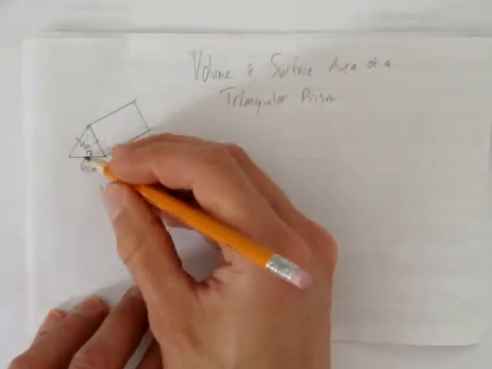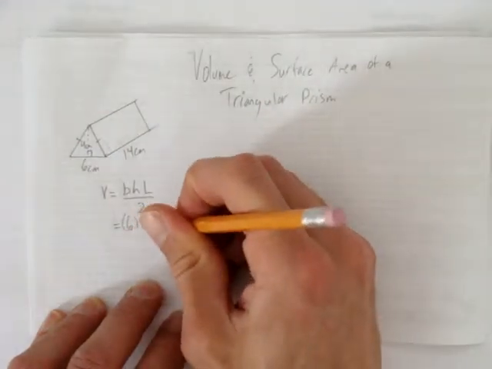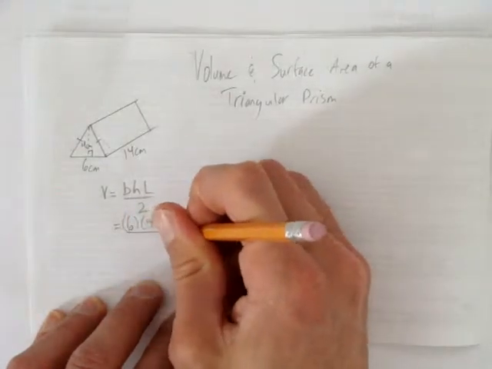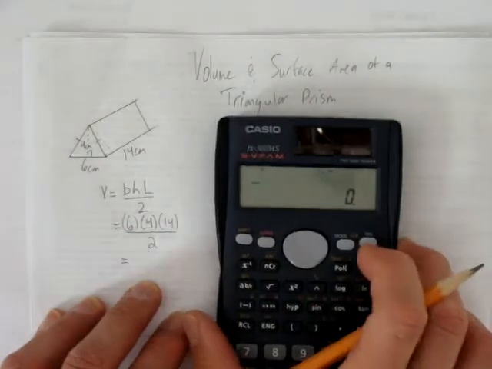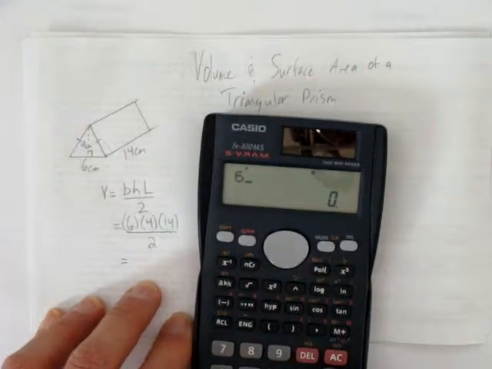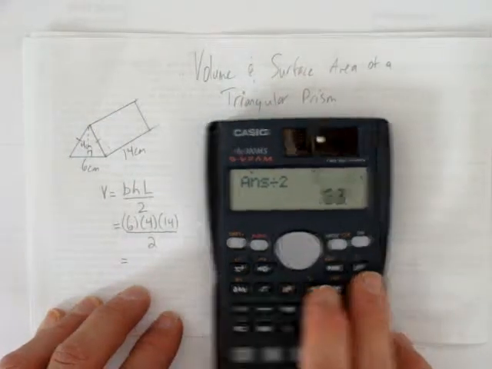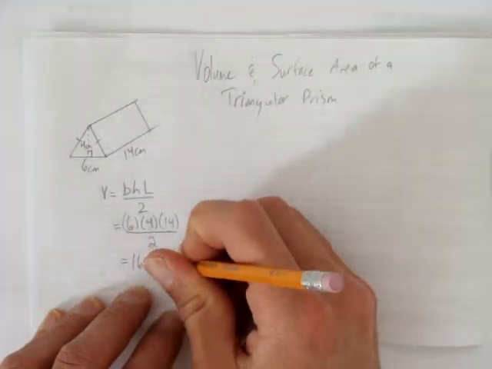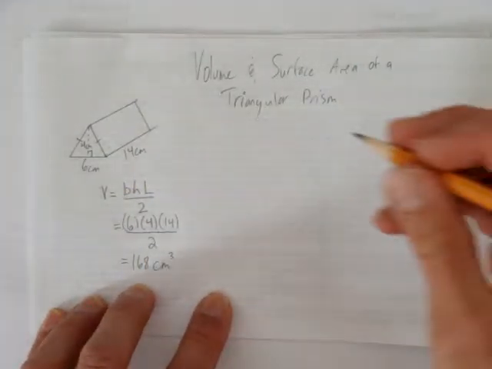The base is 6 centimeters. The height is 4 centimeters, the length is 14 centimeters, and then we divide that number by 2. We can do this calculation all at once in our calculator. 6 times 4 times 14, we can hit equals, all divided by 2, and you get 168, or 168 centimeters cubed. Cubed because it's volume. The surface area is a little trickier.